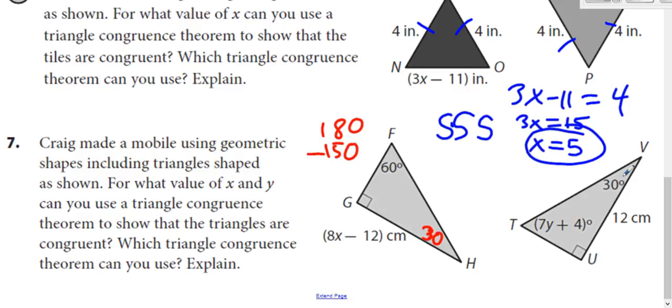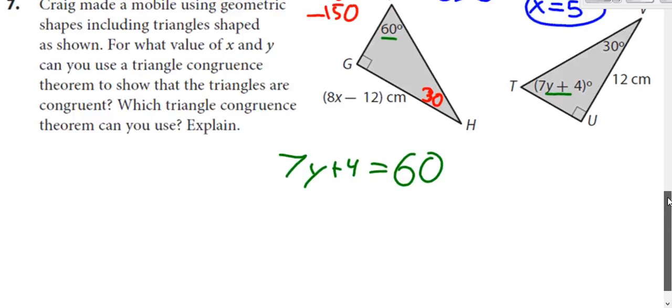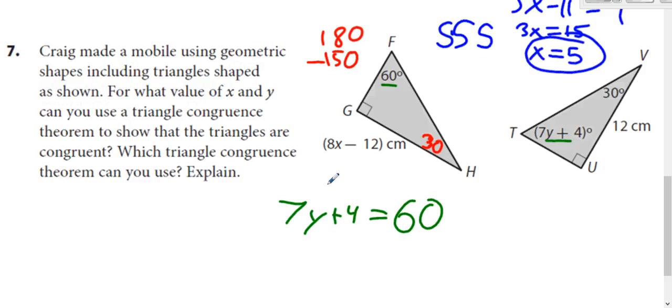So if that's 30 degrees, it has to match up with the other 30-degree angle, which means that the 7y plus 4 has to match with the 60-degree angle. So that's an equation. 7y plus 4 has to match with that 60-degree angle, so it has to equal 60. So subtract the 4, you get 56. Divide by 7, you get y equals 8.